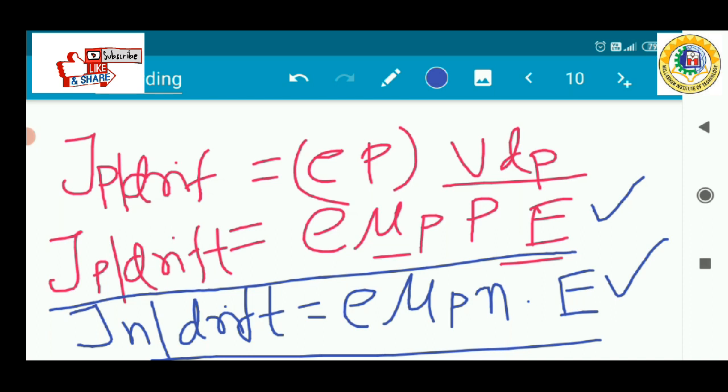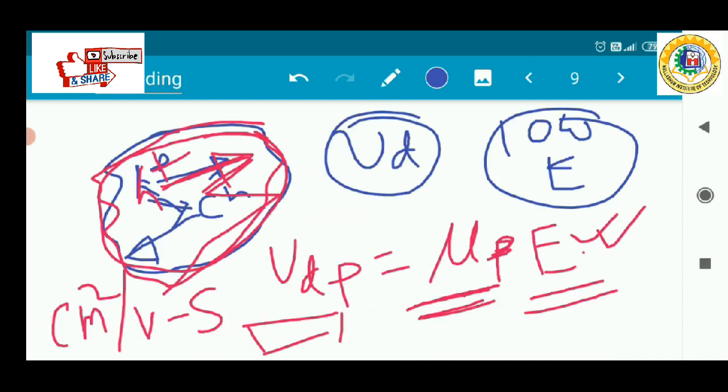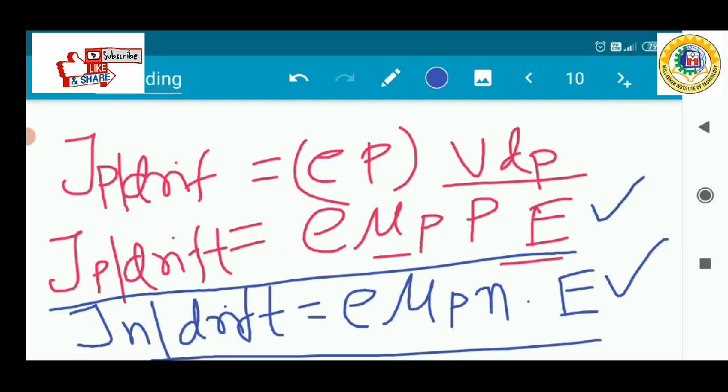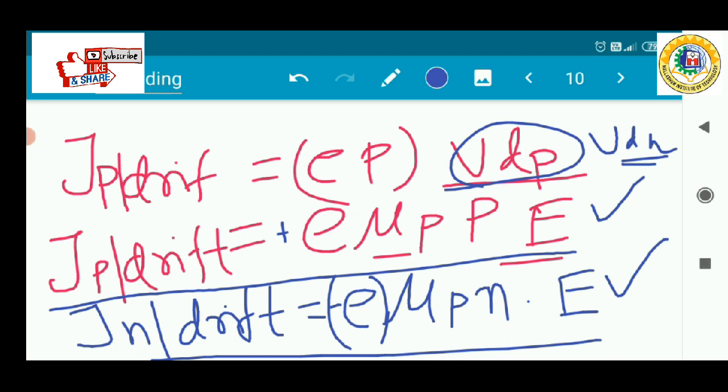Okay, and this equation is important. This equation is happening because the average drift velocity comes into the picture, and that is proportional to the electric field. It has been found experimentally that it is proportional to the electric field. Okay, and one thing I have mistakenly written here: the charge of the holes is positive and the charge of the electron is negative, that's why minus E will come here. Okay, and also in the case of the electron, this drift velocity is replaced by Vdn due to the electrons. So that is the case.